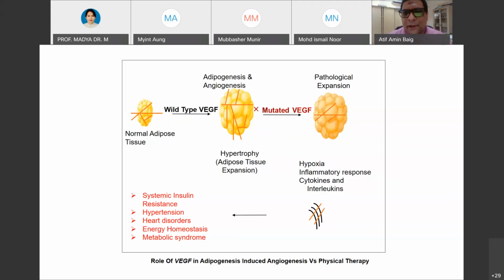Now, this VEGF is one of the main factors to control the level of leptins and leptin resistance also. So this is one of the studies from one of our students.